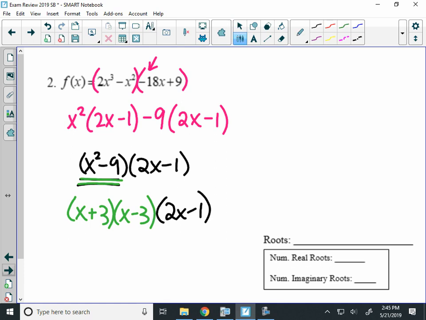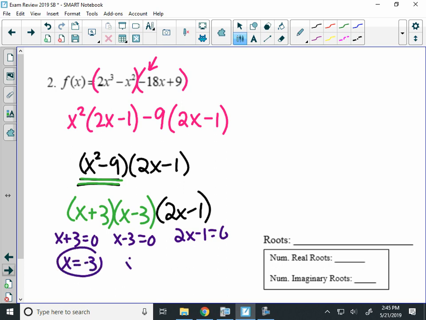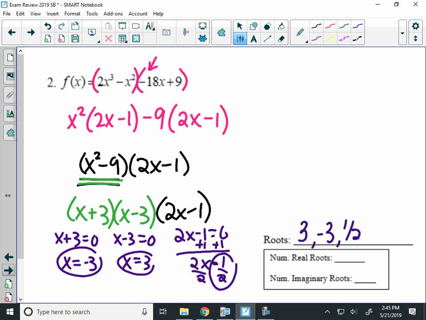Again, we use the zero product law here, so I set each of these factors equal to 0 and solve them for x. So the first factor, when I solve it, I get negative 3. The second factor gives me positive 3. And here I have to add 1 first, and then divide by 2. So we get 1/2. So your roots here are 3, negative 3, and 1/2. That means there are 3 real roots. Those are all real numbers, and no imaginary roots in this problem. So if I graph this, it would cross the x-axis 3 times.